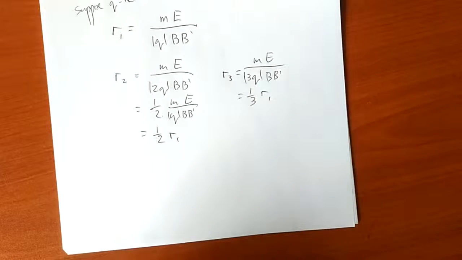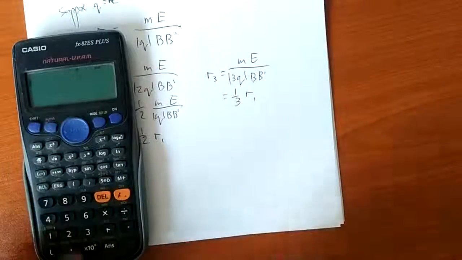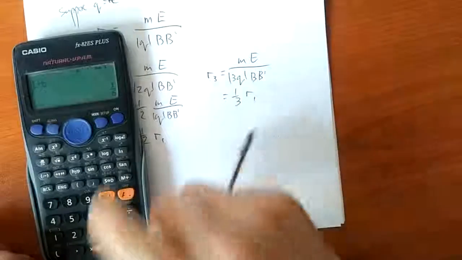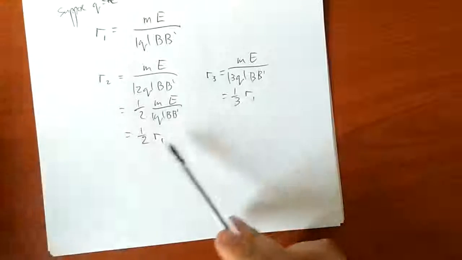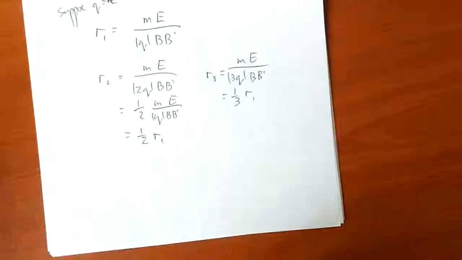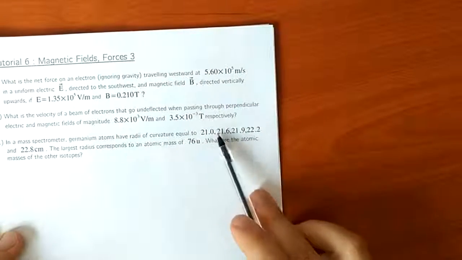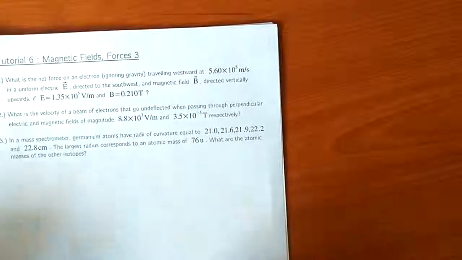Yeah, that's 3 over 6 minus 2 over 6, so a sixth. So it's like 16%, well, closer to 17% difference between these 2 radii. But look at the radii that we're given in this problem: 21 centimeters, 21.6, 21.9, 22.2, and 22.8. They're very close together, these radii.